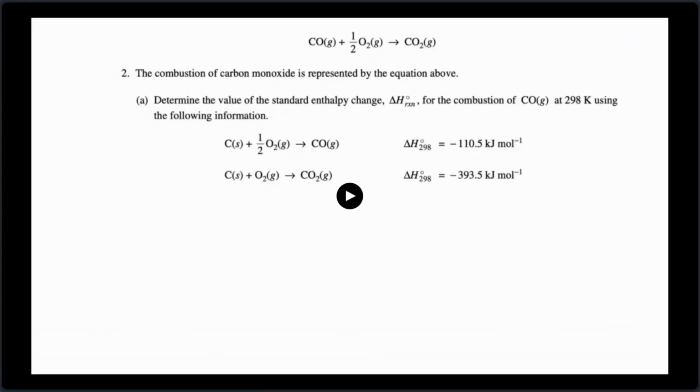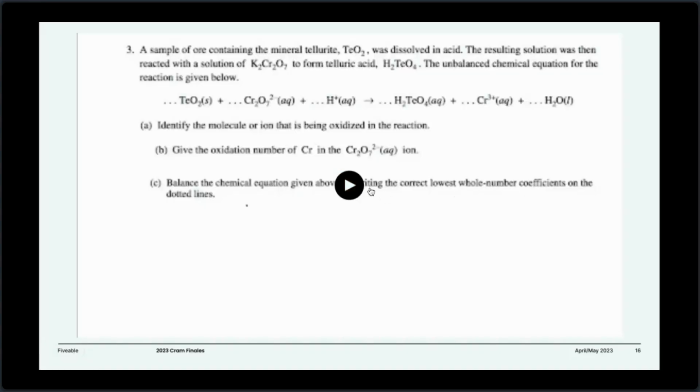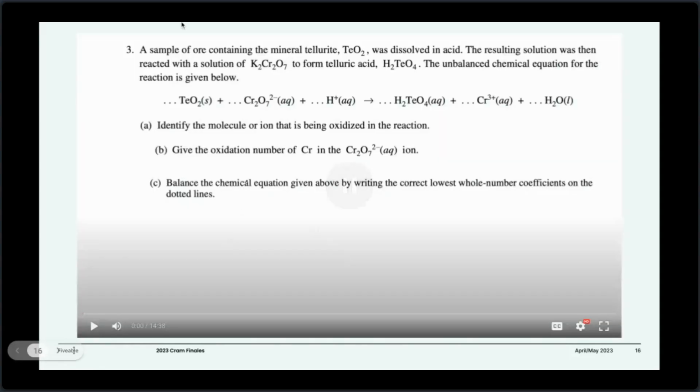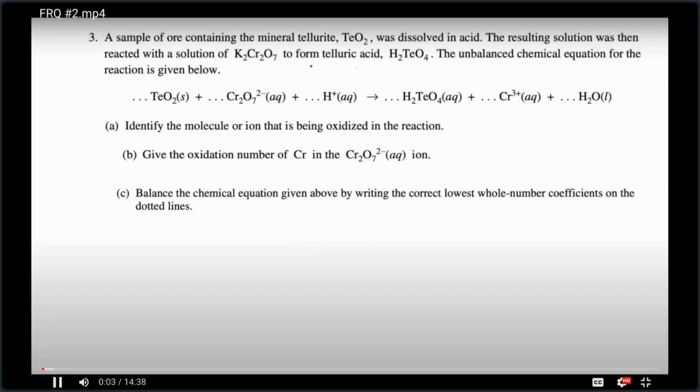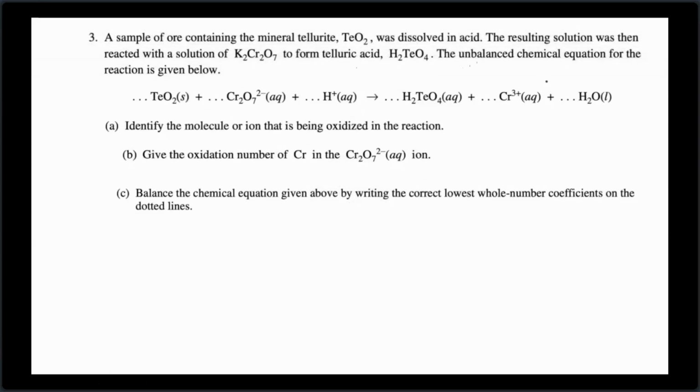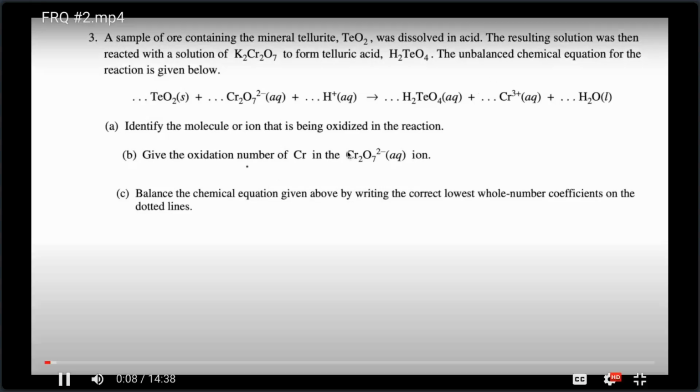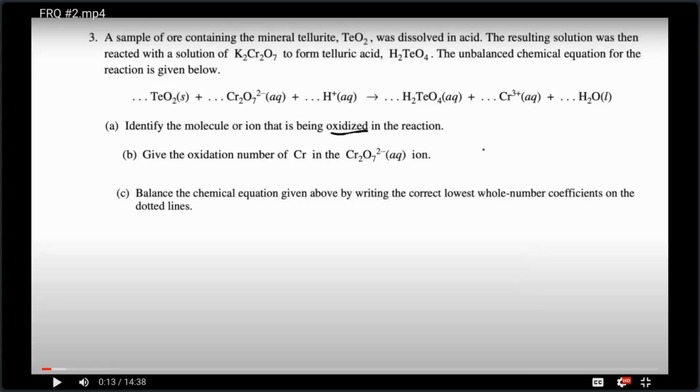All right, let's see what this next question has in store for us. Here we go. Like before, I'll give you guys 2 minutes for each part. Let's look at this FRQ question. I'm not going to bore you with all the information up here. All we have to know is that this is an unbalanced chemical equation, and we're asked to identify the molecule or ion that's being oxidized in the reaction. So I'll give 2 minutes for part A, 2 minutes for part B, 2 minutes for part C.